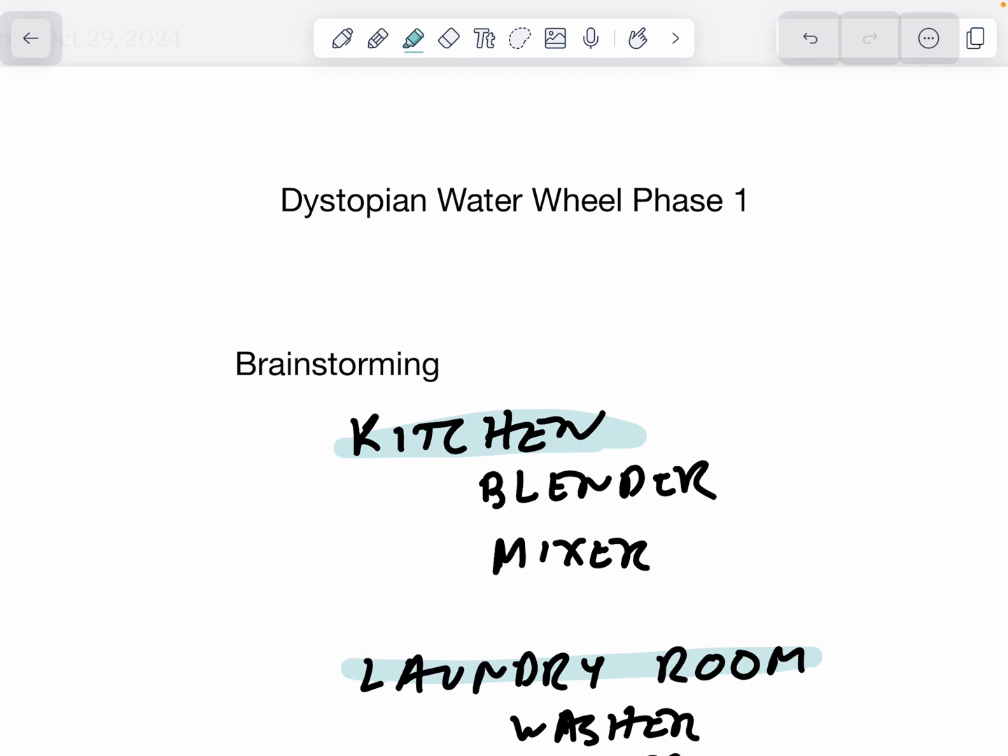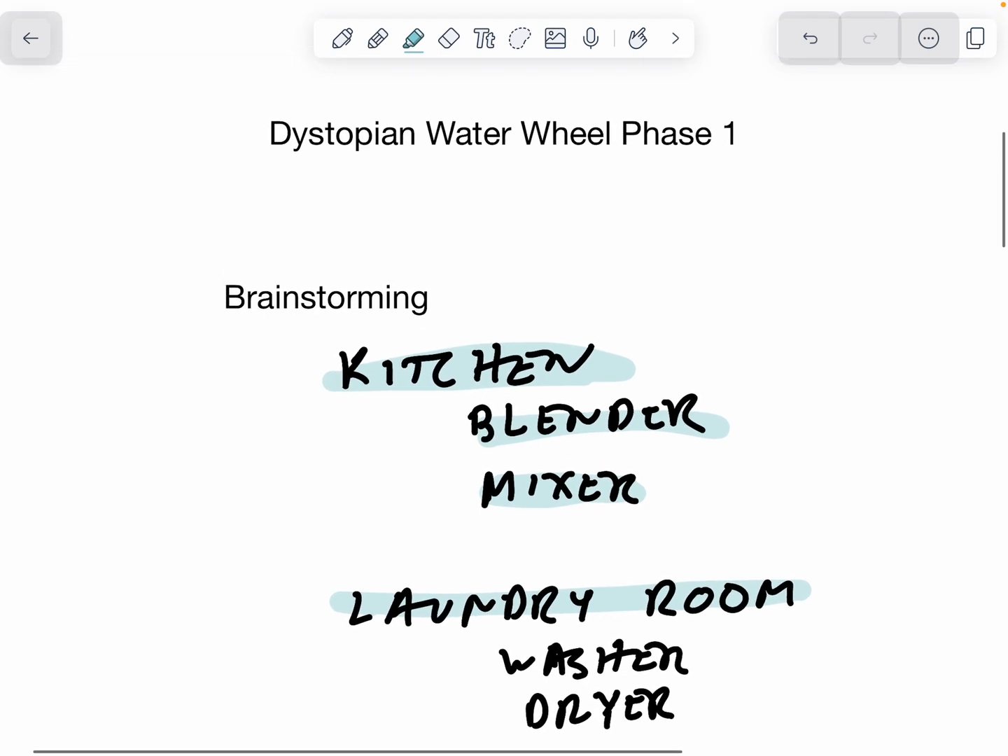Then under each room, you're going to list what some of the things are. When you're picking rooms, pick rooms that might have things that rotate in them. Like a kitchen might have a blender or a mixer. Think of all the things that rotate in that room. A laundry room has a washer and dryer.